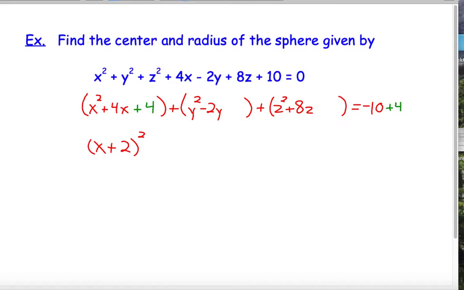All right, let's complete the square for the y terms. We have y squared minus 2y, so we need to make this a plus 1. Remember how we do that. We take the coefficient of the variable to the first power, we divide it by 2, and we square it. And that's how I got the plus 1.